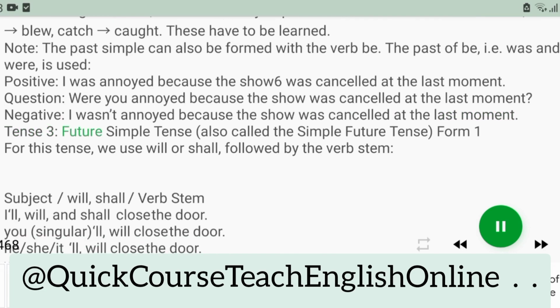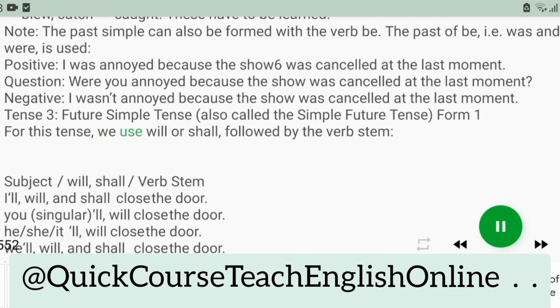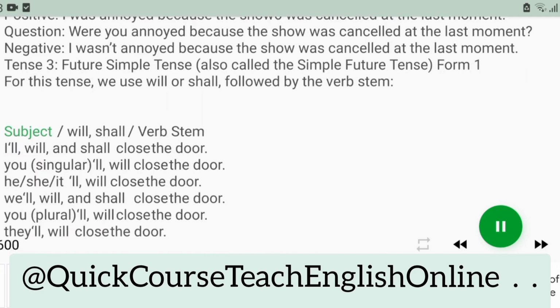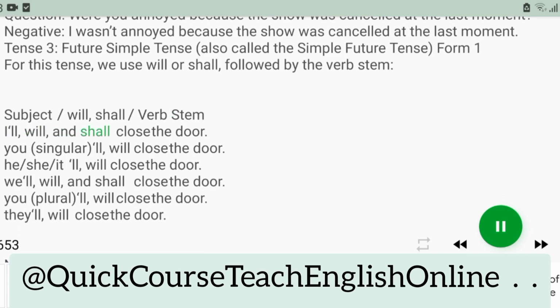Tense 3. Future simple tense, also called the simple future tense, form 1. For this tense, we use will or shall, followed by the verb stem. Subject. Will, shall. Verb stem. I, will and shall, close the door.